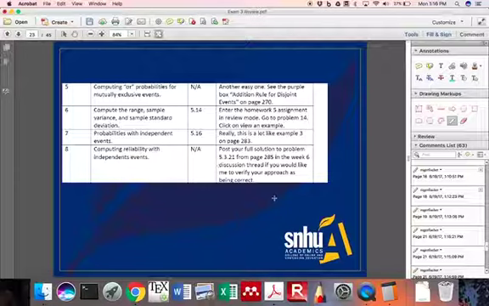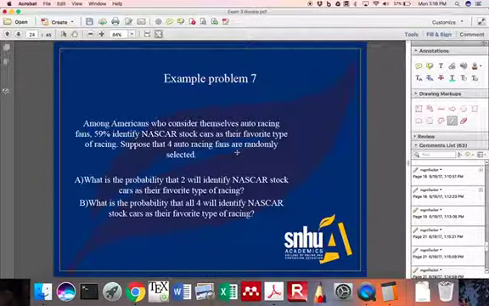All right, moving on to question 7 in the world's loudest library, probabilities with independent events. And here's a good example in the textbook to refer back to, but let's do this one anyways. Among Americans who consider themselves auto racing fans, 59% identify NASCAR stock cars as their favorite type of racing.